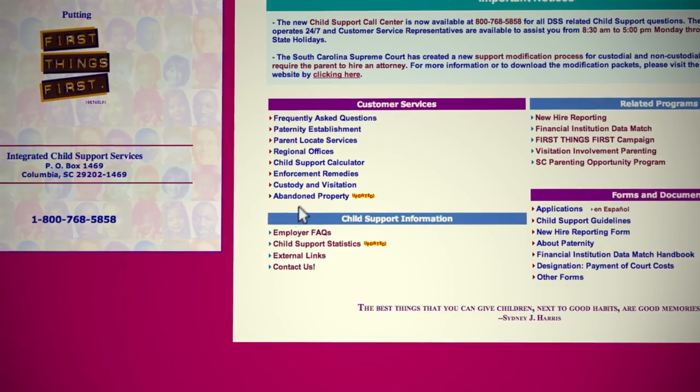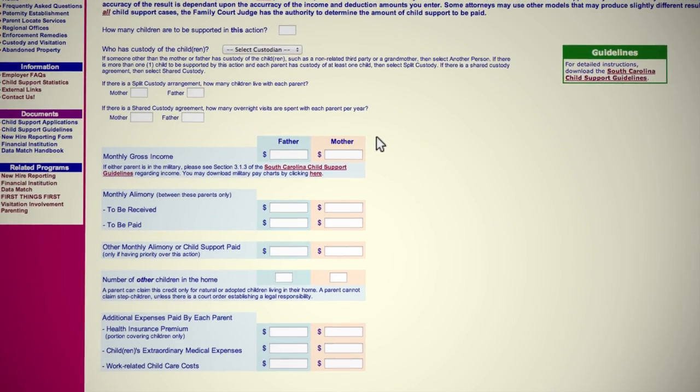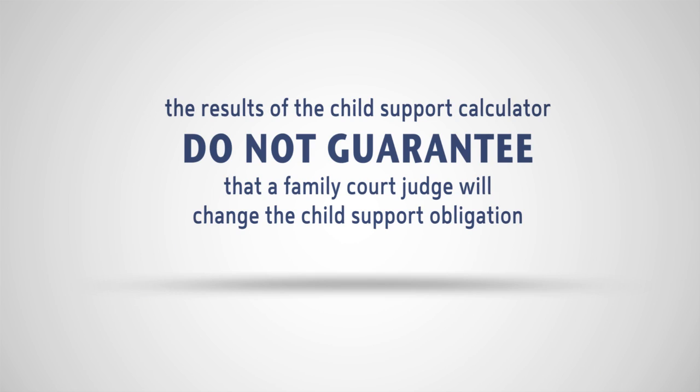In South Carolina, child support is set by the child support guidelines, which are based on the income of the mother and the father. It is a good idea to go to the South Carolina Department of Social Services website and complete the child support calculator. The results of the child support calculator do not guarantee that the family court judge will change the child support obligation, but it is a helpful indicator in making a decision about proceeding.